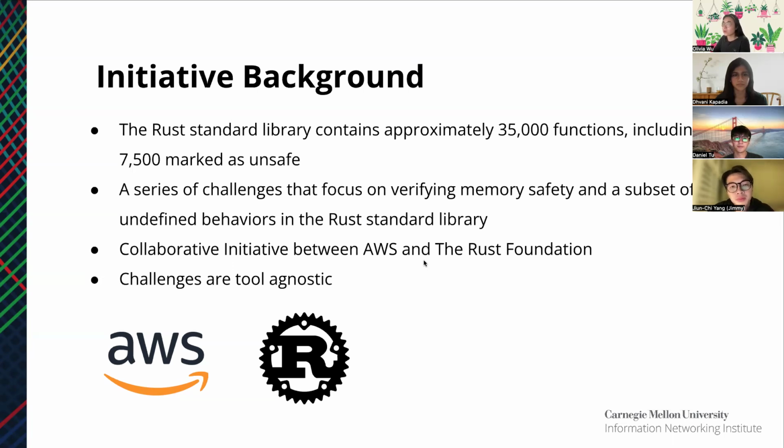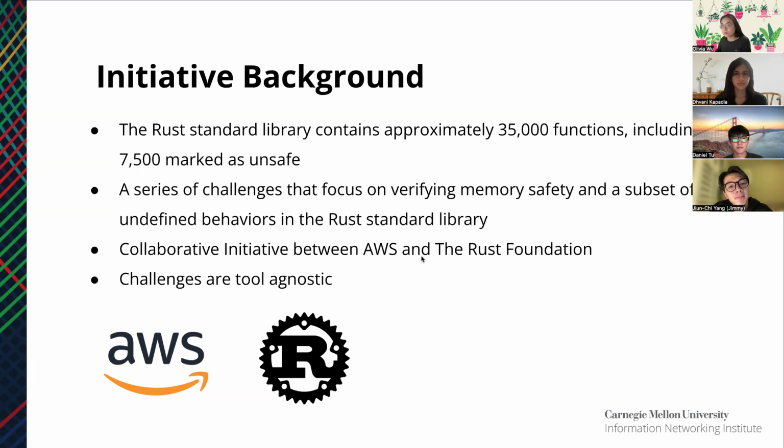So the Rust Standard Library contains approximately 35,000 functions, and actually 7,500 of them are marked as unsafe. And this series of challenges is to focus on verifying the memory safety and a subset of undefined behaviors in the Rust Standard Library. And this initiative is actually a collaboration between AWS and the Rust Foundation. And all the challenges are tool agnostic.